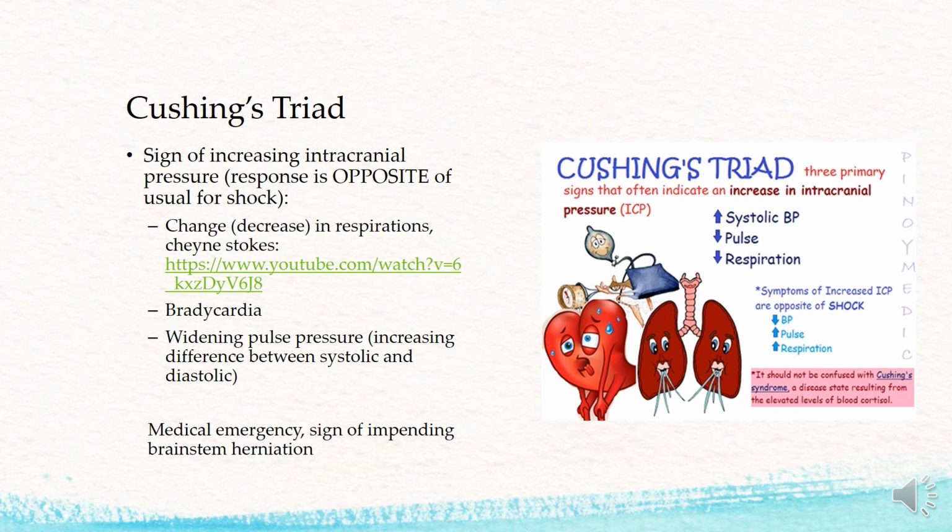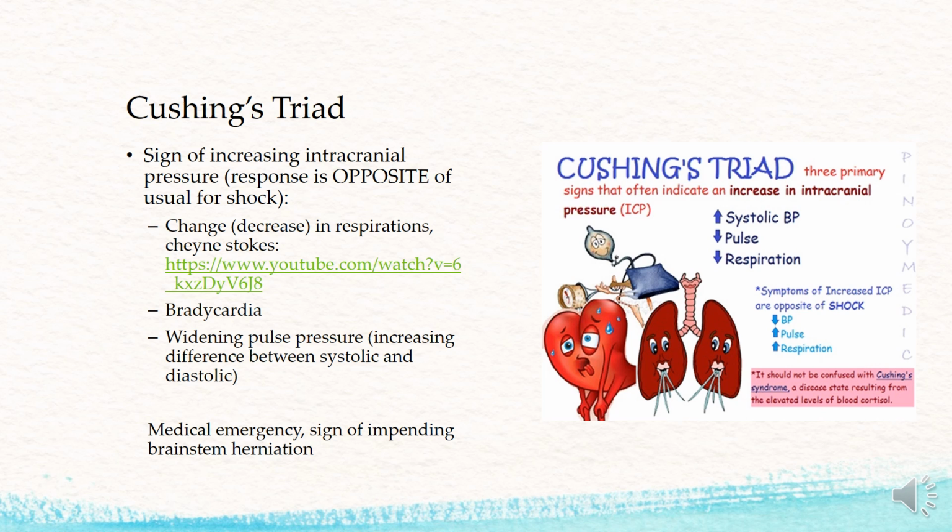Let's talk about this. The easiest way to remember this is that Cushing's triad is a response that's opposite of usual for shock. Imagine someone goes into shock: you're going to breathe a little bit faster, your heart rate goes up, and your blood pressure in general goes up. Cushing's triad occurs as intracranial pressure rises, and the response is opposite of usual for shock.